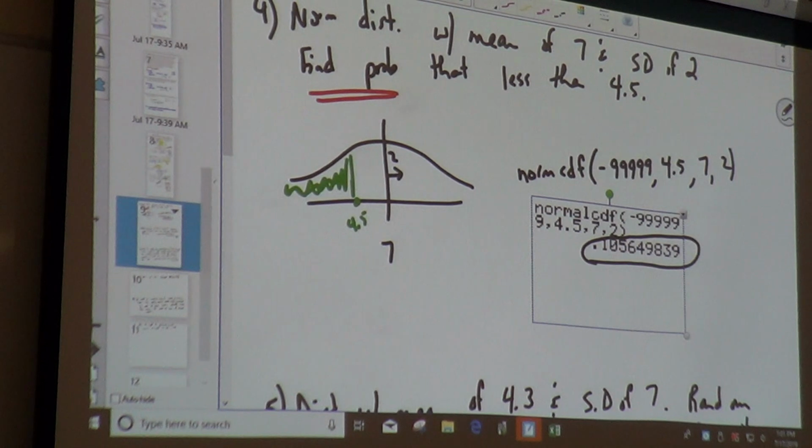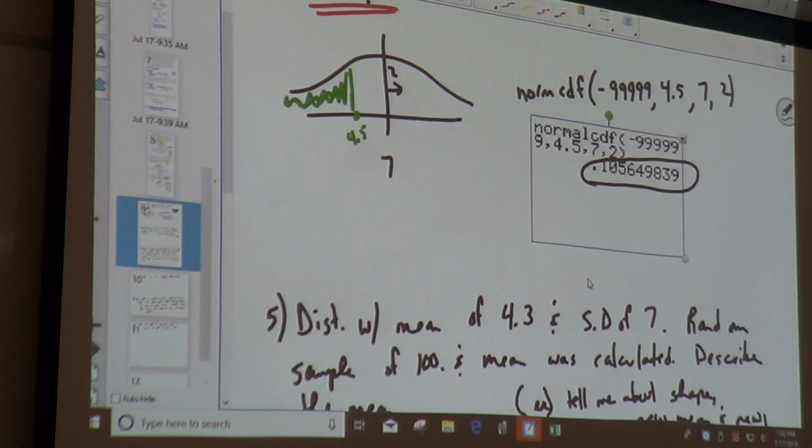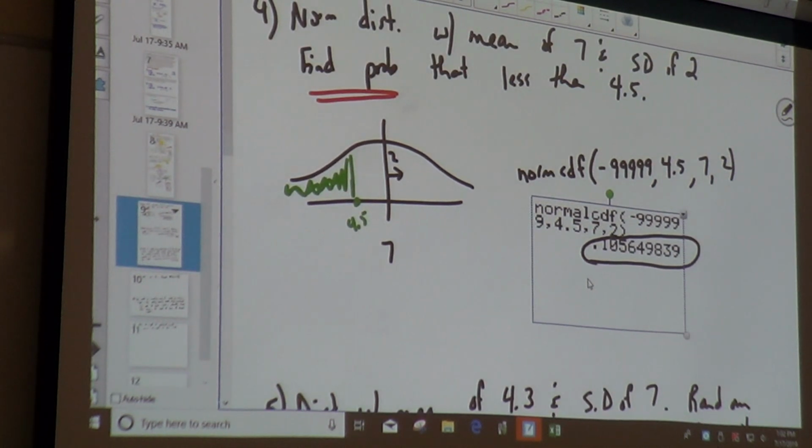And the good news is, all your answers are multiple choice. So at least you have something to choose from. When do we use the PDF again, or do we not? For this, it's just CDF? CDF and inverse norm. Do we go with that one? Or review them for the test?